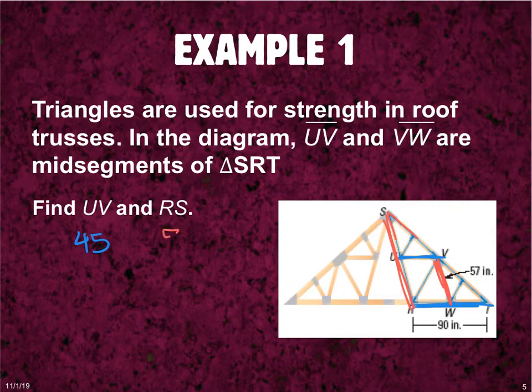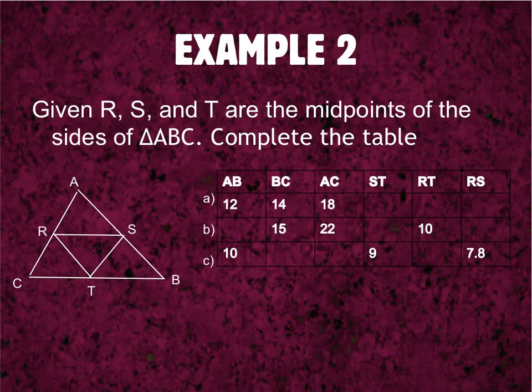Multiply it by 2. So I'm going to take the 57 times that by 2, and the length of RS is going to be 114 inches. And same thing with the 45, those were in inches. Look at the next example.